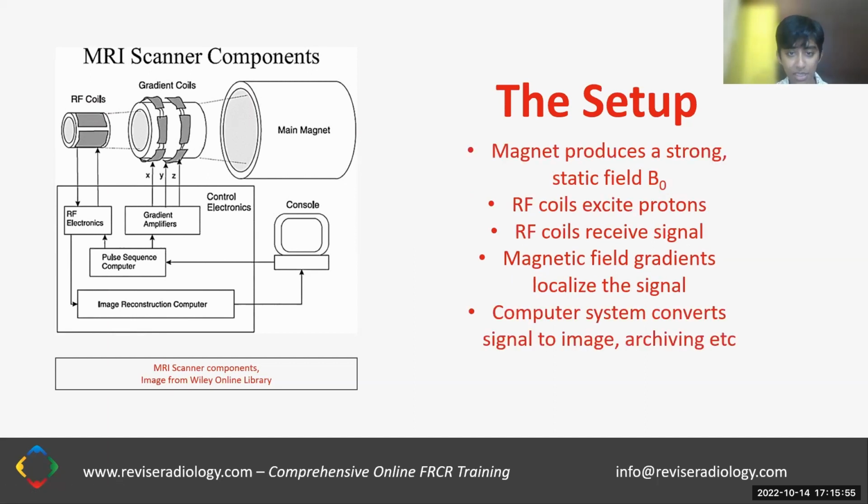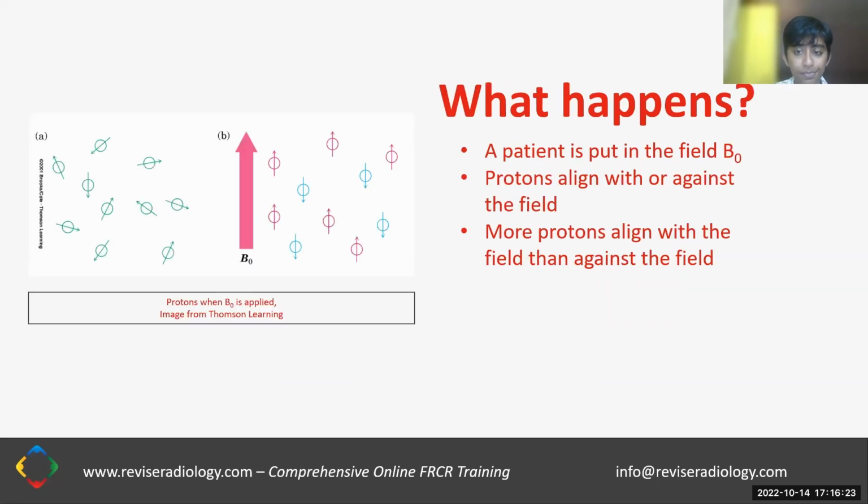So as I was saying, the main magnet produces a strong static field B naught. The RF coils excite protons by producing a radio frequency signal. They also receive the radio frequency signal, which is then emitted by those protons. Magnetic field gradients localize the signal, as I said, and the computer system converts the signal to image, participates in archiving, etc. So what happens?